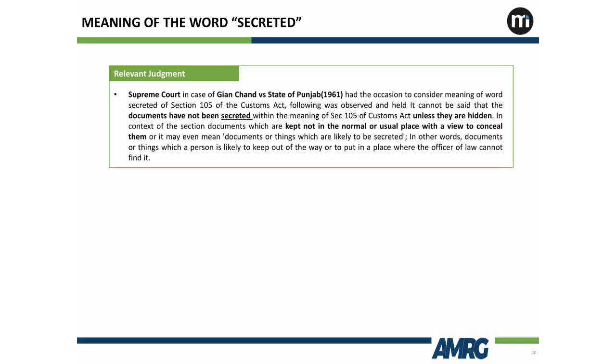In the context of the section, documents which are kept not in the normal or usual place with a view to conceal them, or it may even mean documents or things which are likely to be secreted. Meaning thereby it should not be kept in the plain sight, it should not be kept at the usual place, it should be kept at a different place.